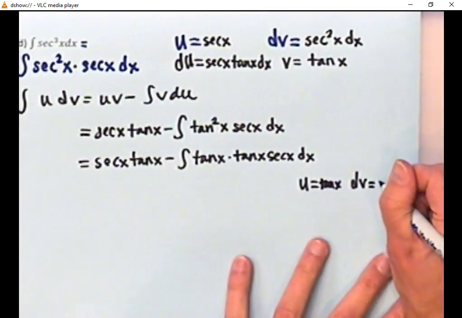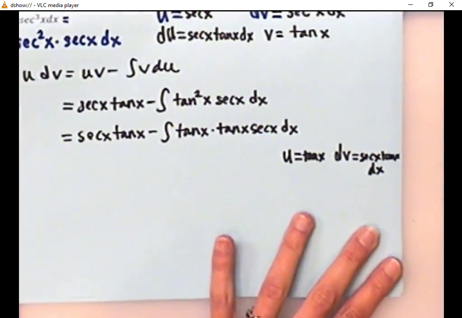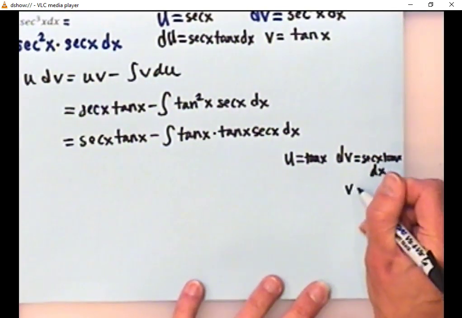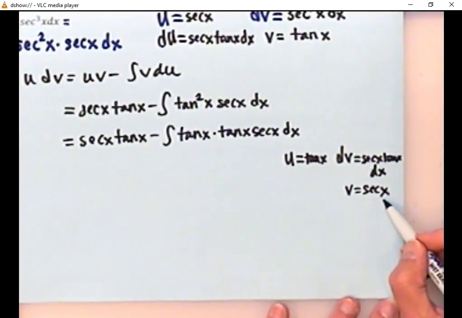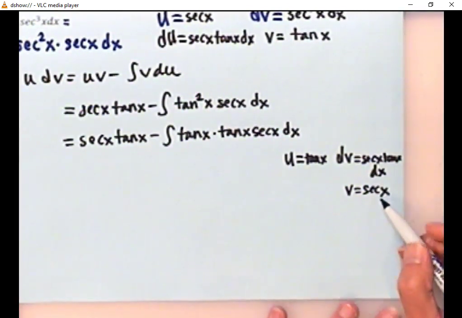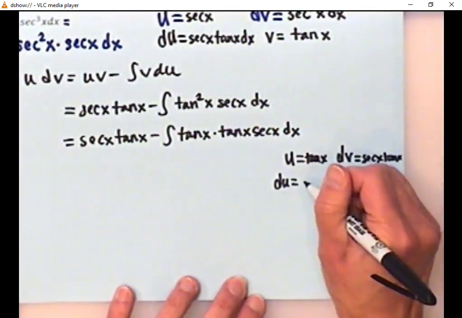Right, because that has an integral, right? So that'd be secant tangent, because that has an integral, which is secant. So the integral of secant tangent is the secant, right? So there's your v. What's the derivative of tangent? Secant squared.